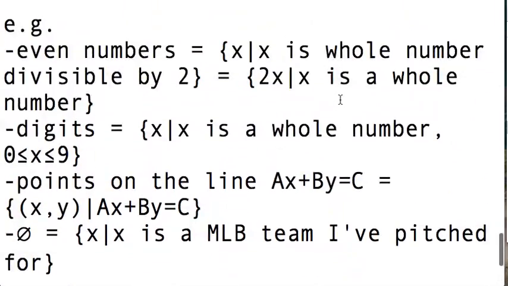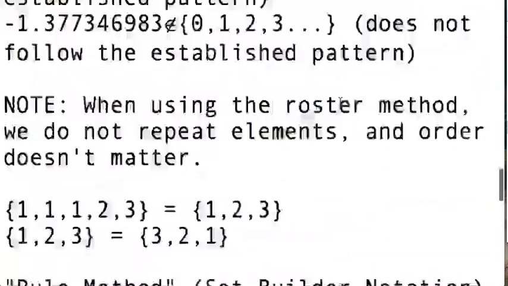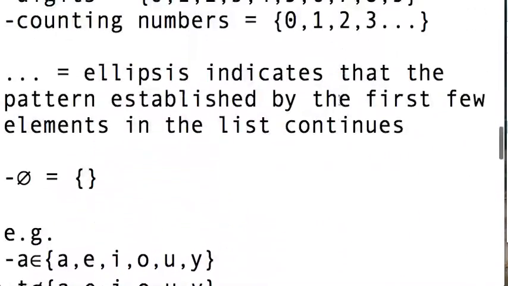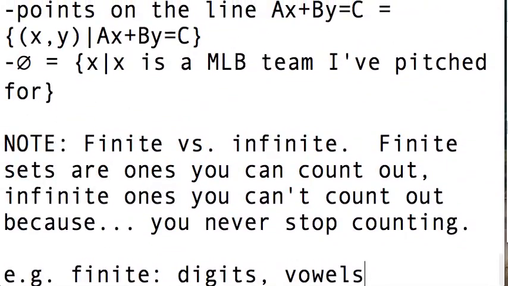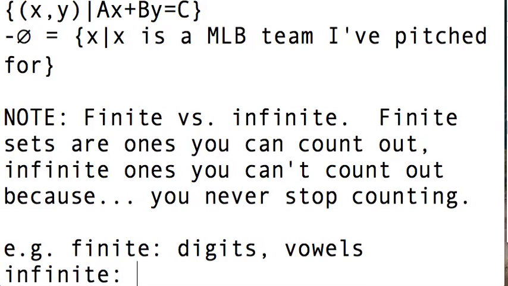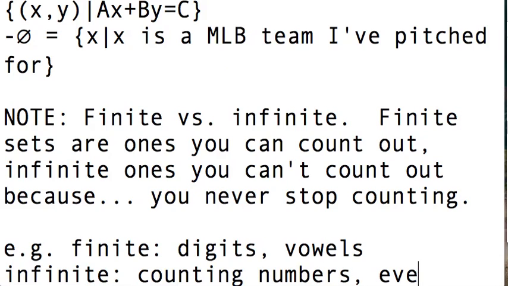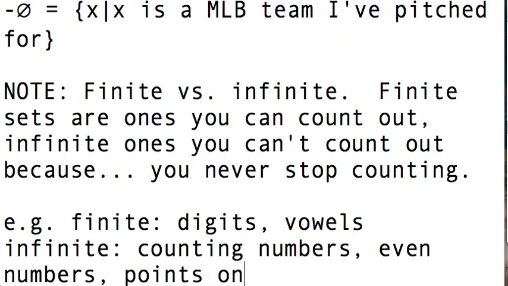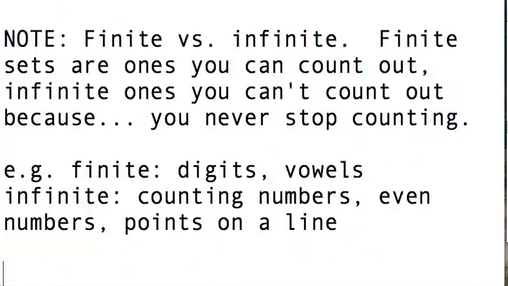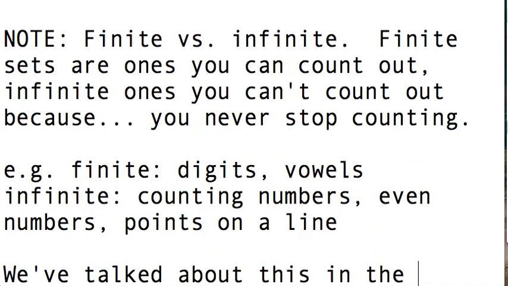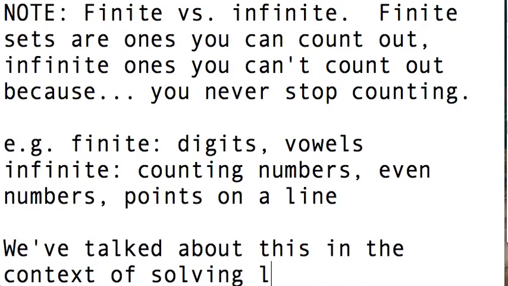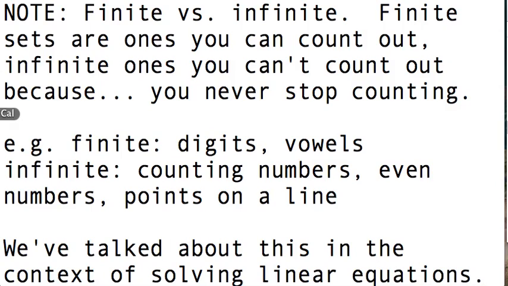What else did I talk about? Digits, vowels, whatever. But infinite included things like the counting numbers, the even numbers, the points on a line. We've even talked about this in the context of solving linear equations. So, we've already talked about finite and infinite. So, great. Gotta stop. 15 minutes.